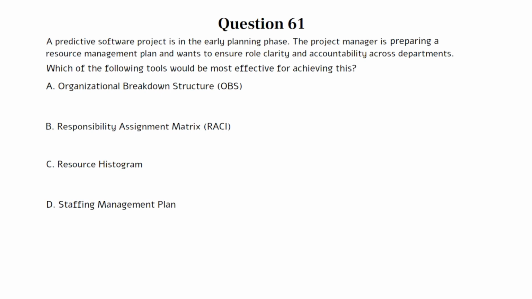Question 61. A predictive software project is in the early planning phase. The project manager is preparing a resource management plan and wants to ensure role clarity and accountability across departments. Which of the following tools would be most effective for achieving this? A. Organizational breakdown structure, OBS. B. Responsibility assignment matrix, RACI. C. Resource histogram. D. Staffing management plan. You can pause the video here if you need more time to work on the question.